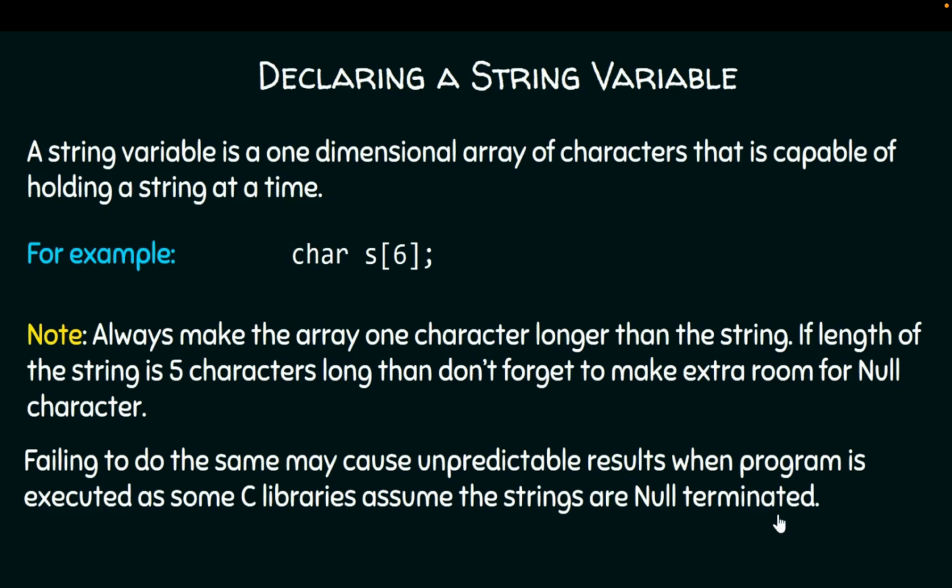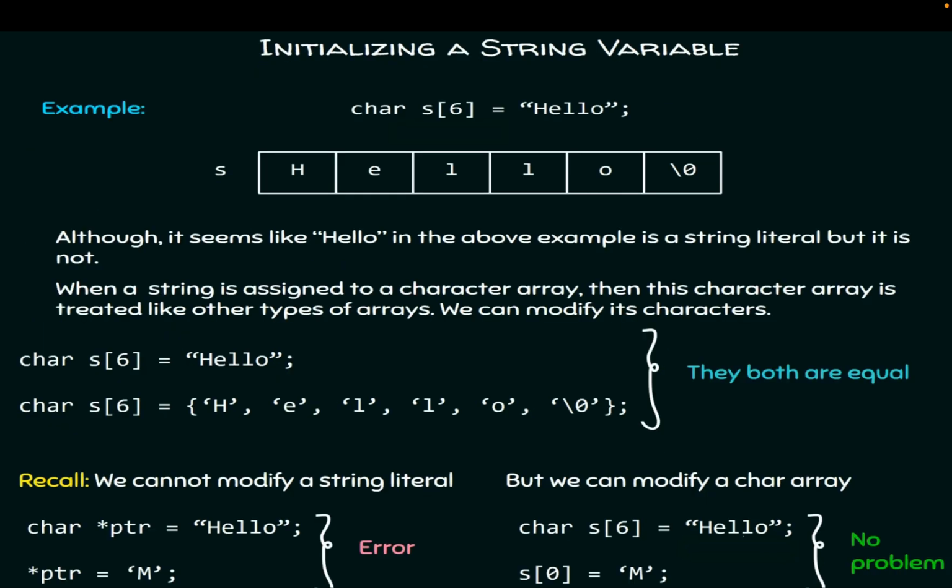A string variable is a one-dimensional array of characters that is capable of holding a string at a time. We have declared a string like char s[6]. It makes the array one character longer than the string, because we also have to terminate it using the null character. We can simply see it here: we have used the extra block to put the null character to terminate it.